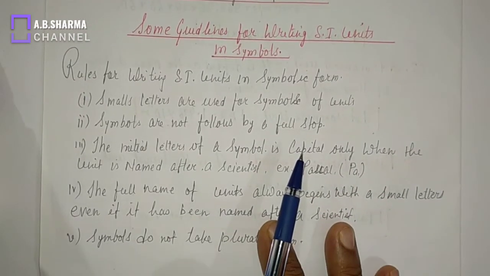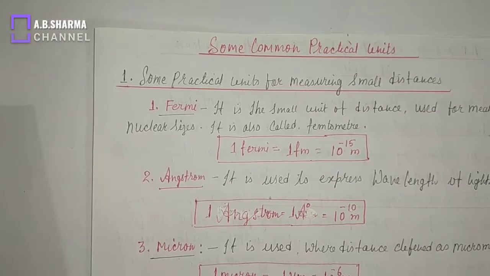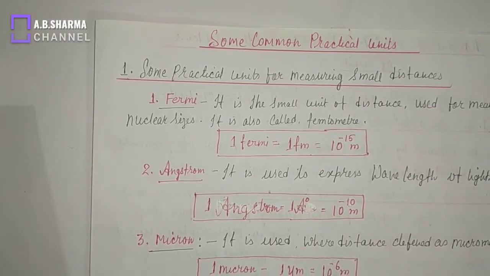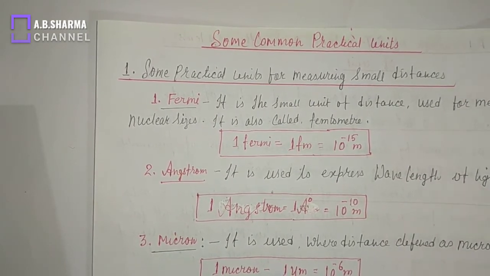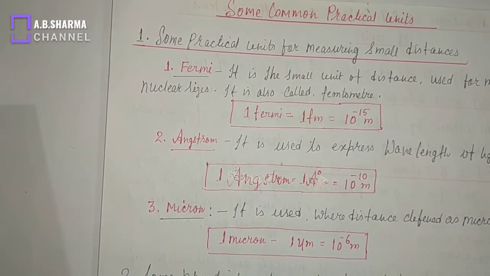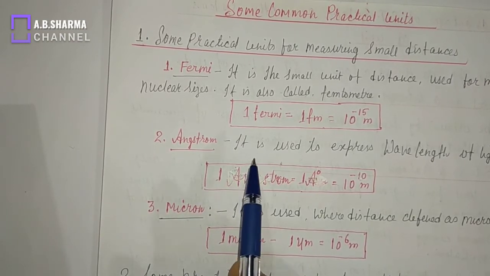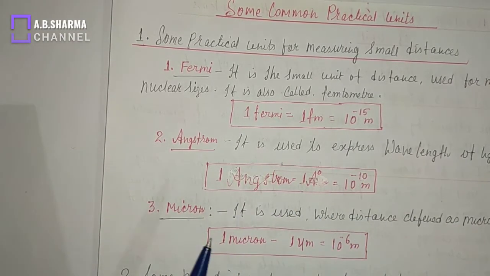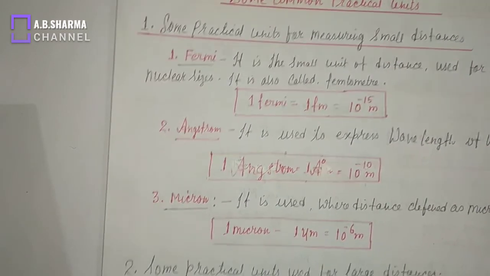Now we will see some common practical units. Some practical units for measuring small distances are Fermi, angstrom and micron. Fermi is a very small unit used to measure nuclear size. 1 Fermi equals 10 to the power minus 15 meter. It is also called femtometer.